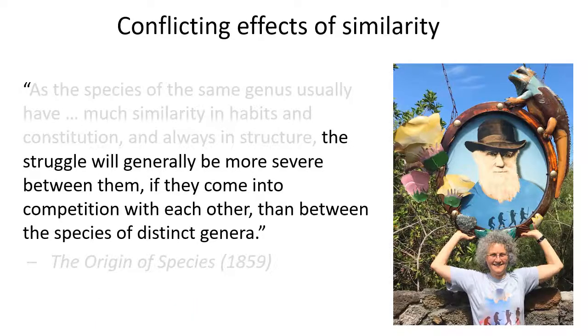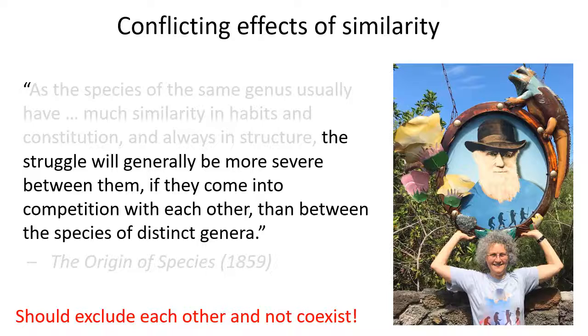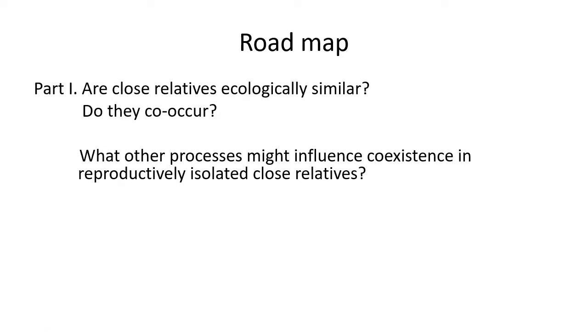But then we have the flip side, that the struggle will generally be more severe between them, in which case we might expect that they should exclude the other and that they should not coexist. So a roadmap of my talk is going to be, two parts: are close relatives ecologically similar and do they co-occur? And what other processes might influence coexistence in reproductively isolated close relatives?